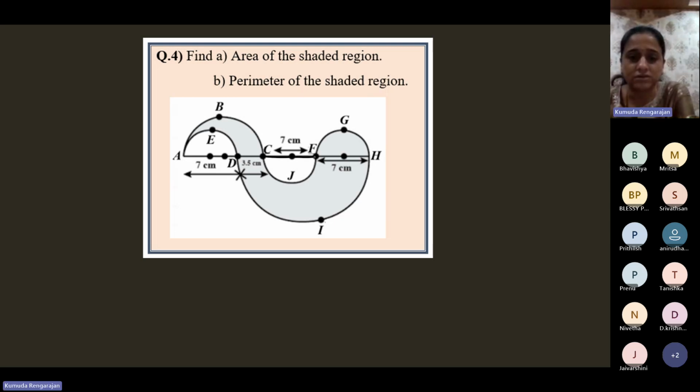So this is the diameter. So radius will be 7 by 2. And here, region 3, area of semicircle, half into pi r square. R is 7 by 2. So like this, you find area.